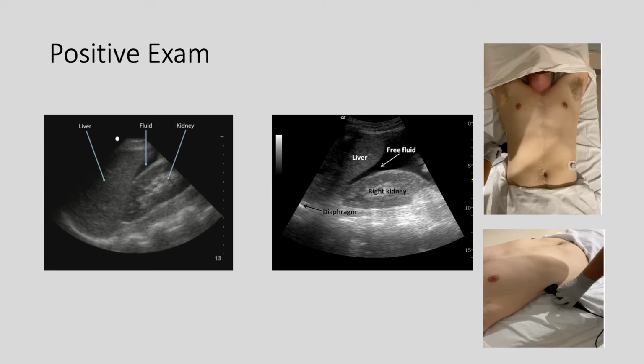The hepatorenal window, or Morison's pouch, is the interface of the liver on the kidney. Now, this is the most dependent portion of the peritoneal cavity. So in a patient who is supine, this is the most likely site you will find blood. And this is what it looks like when it's positive. We have the liver, we have the kidney, and you can see some anechoic fluid, the sharp angle layering out between the liver and the kidney. This is a positive EFAST with fluid in the Morison's pouch.